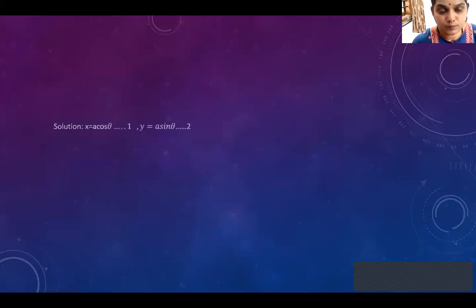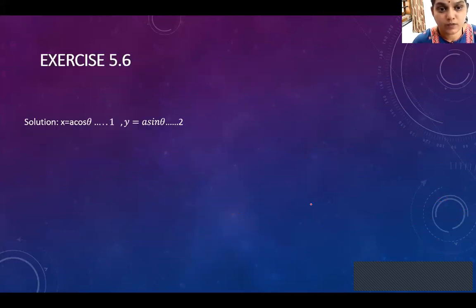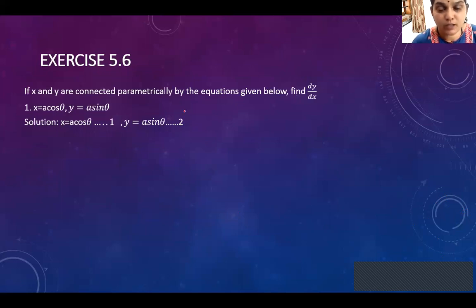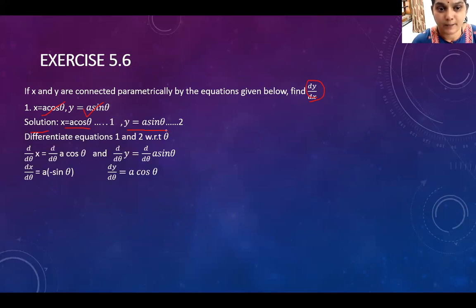Now, differentiate y with respect to x. Find dy by dx if it is expressed in the parametric form as x is a cos theta and y is a sin theta. How do you solve? You will call x is a cos theta as equation 1, y is a sin theta as equation 2. Here theta is a parameter.